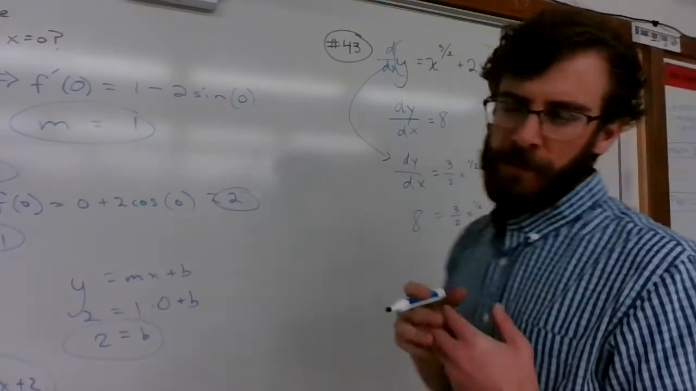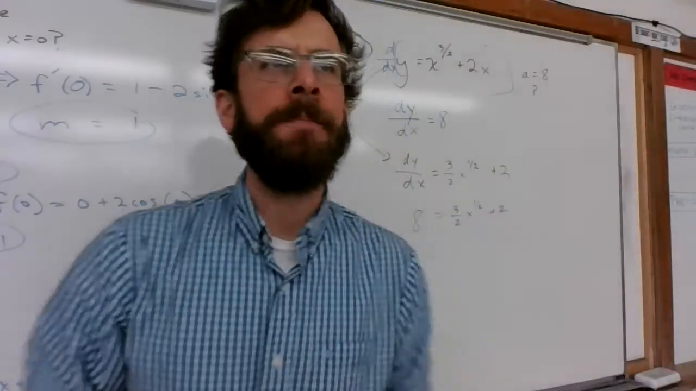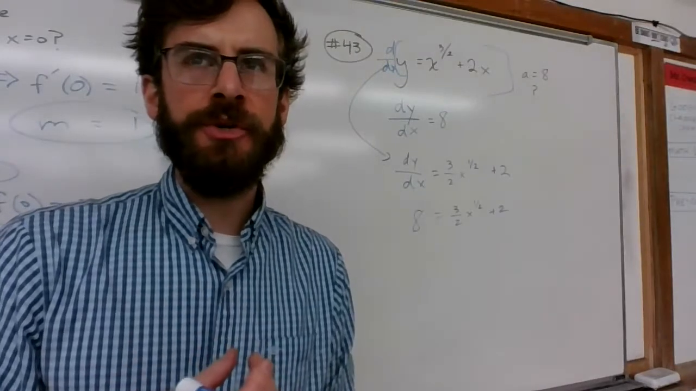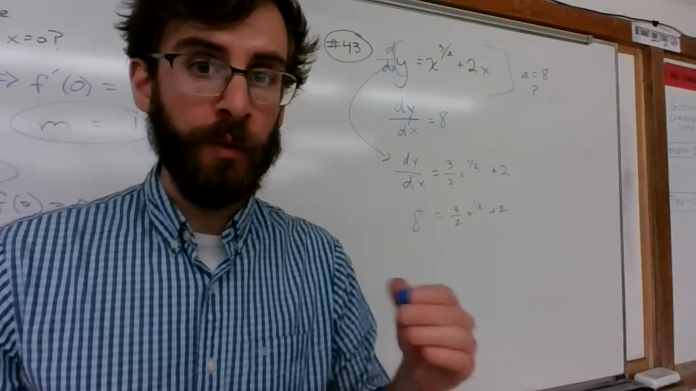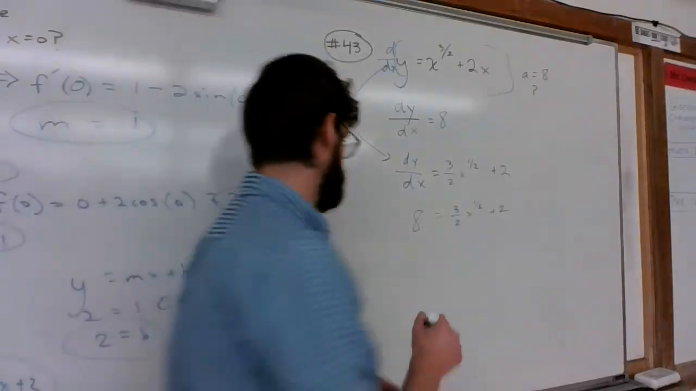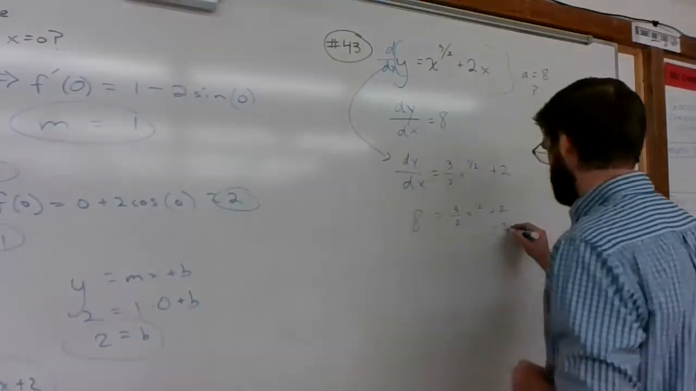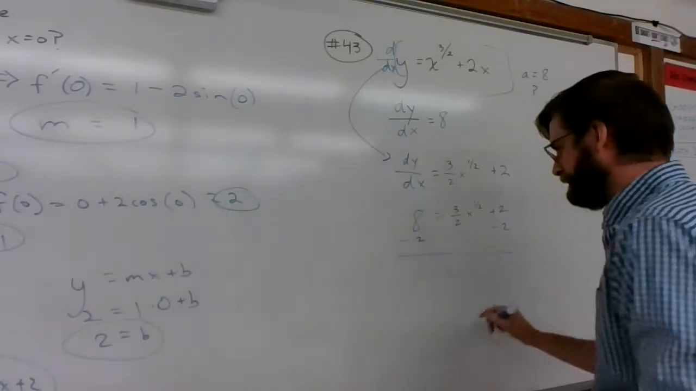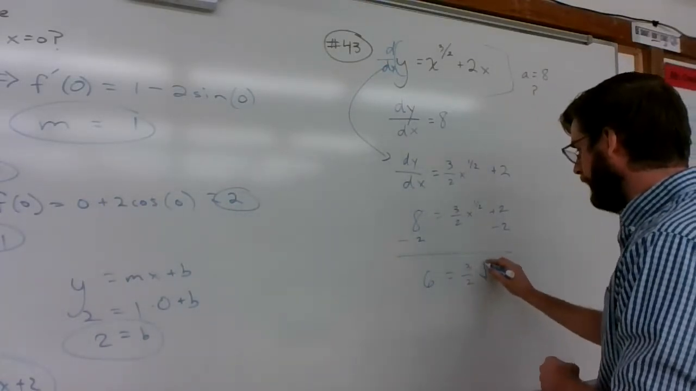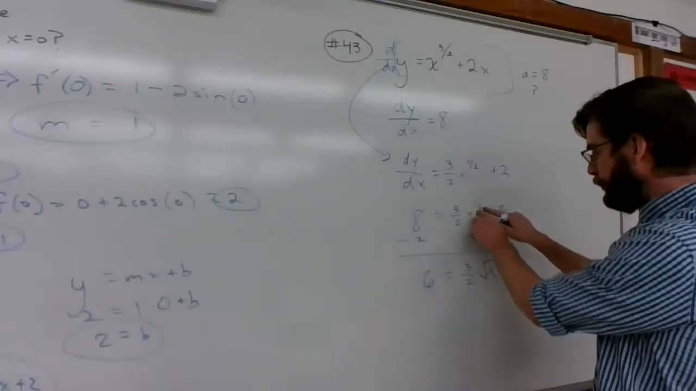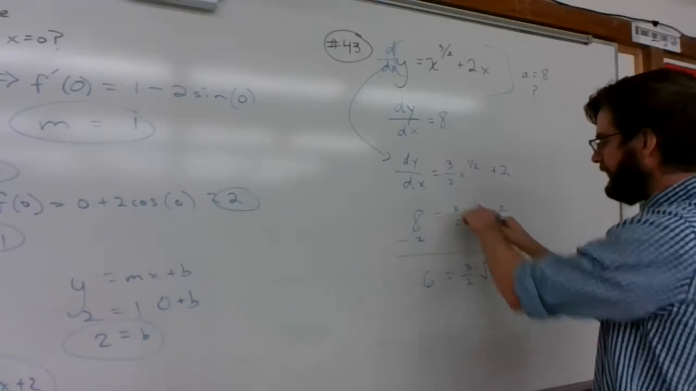So maybe... I think it might be easier to visualize this if you just change the x to the 1/2 to root x. So I'm going to subtract the 2 from both sides. 6 equals 3/2 times the square root of x. Remember, 2 is the root, 1 is its power.